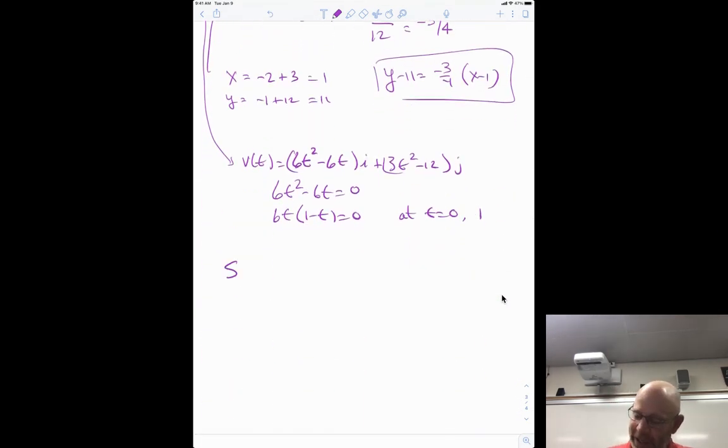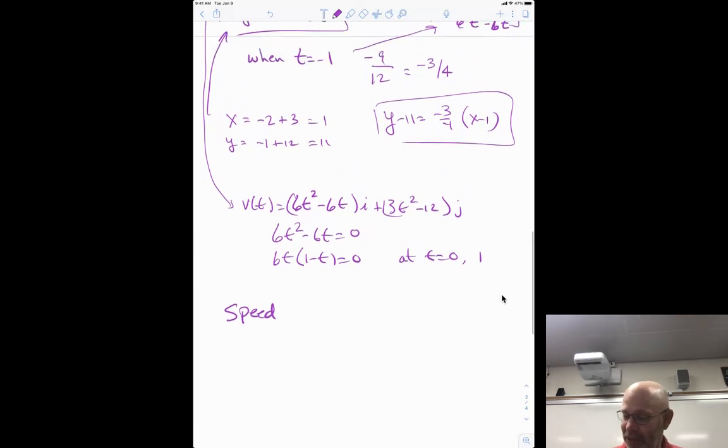So speed, remember, is the magnitude of the velocity when we're dealing with vectors, or it's the absolute value of the velocity. So my velocity vector, remember, is right here. So the speed becomes the magnitude of that vector. So think about Pythagorean theorem. This vector, whatever it is, is 6t squared minus 6t in the x direction, and 3t squared minus 12 in the y direction.